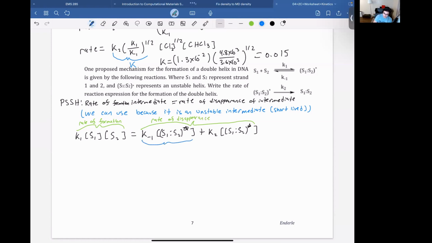This is the backwards reaction from the first one. This one is the forwards reaction from the second one. Okay.